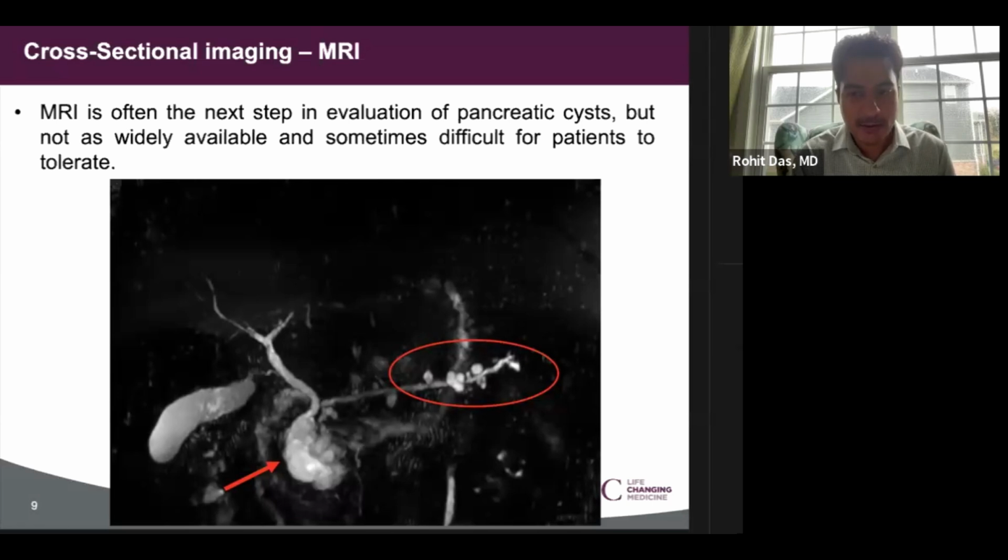As delineated by the red arrow, you could see that she has that large cystic lesion in the head uncinate process of the pancreas. And then she also has several other cysts in the body tail region of the pancreas, which are encircled by that red circle there. And so the multiple nature of this pancreatic cystic abnormality, as well as the fact that the cysts appear to be communicating with the pancreatic duct, is pretty diagnostic for IPMN.